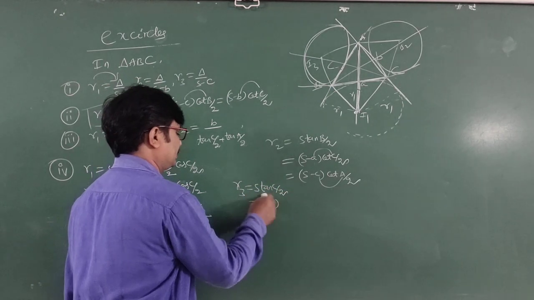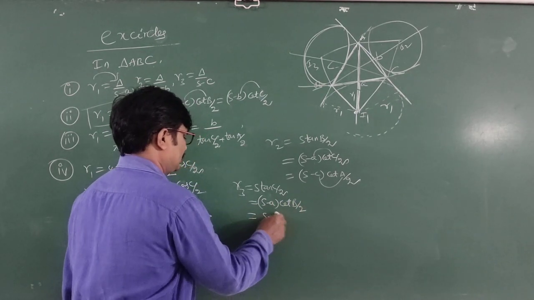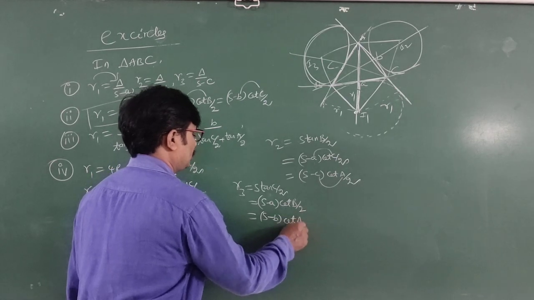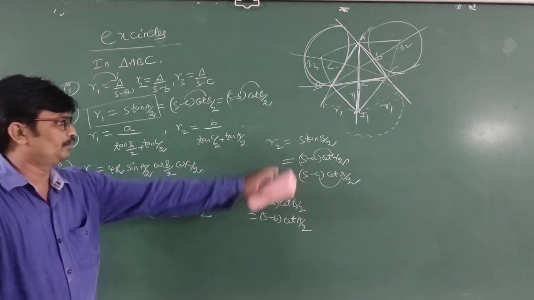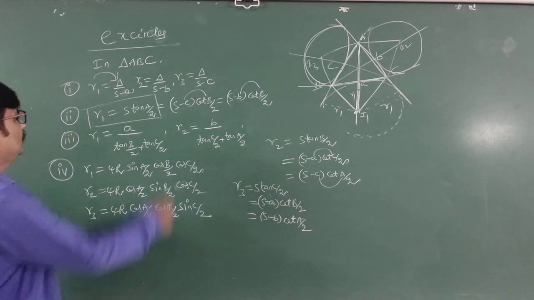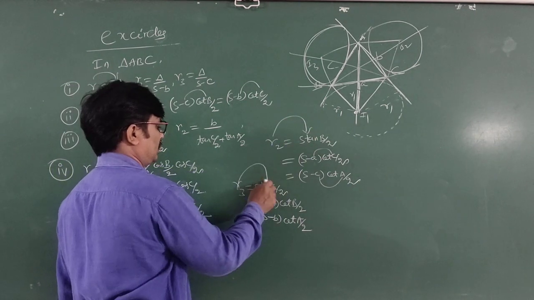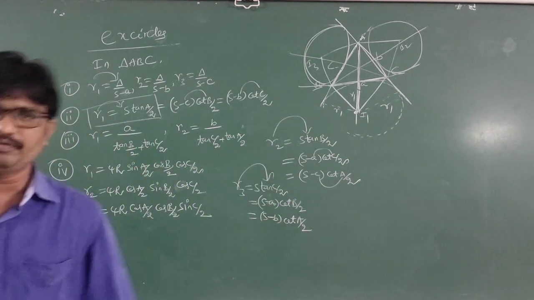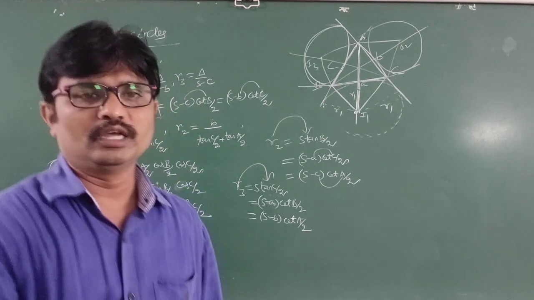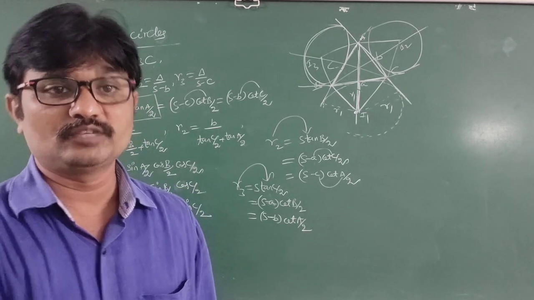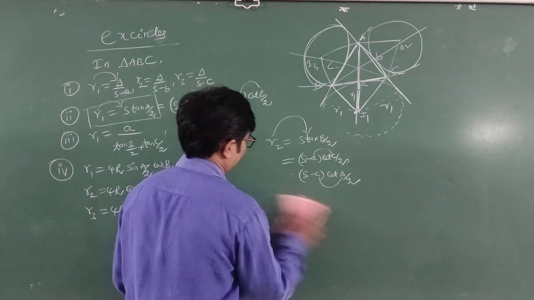After that (S minus A) into cot B by 2. After that students, (S minus B) into cot of A by 2. This is R3. Similarly, we can prove R2 and R3. So R1 is S tan A by 2, R2 is S tan B by 2, R3 is S tan C by 2. These are very important. But the small r is (S minus A) tan A by 2, (S minus B) tan B by 2, (S minus C) tan C by 2. Okay students, please learn these formulas by heart.